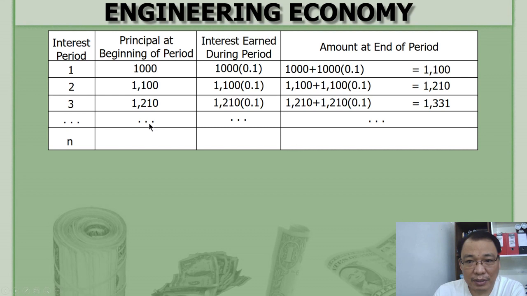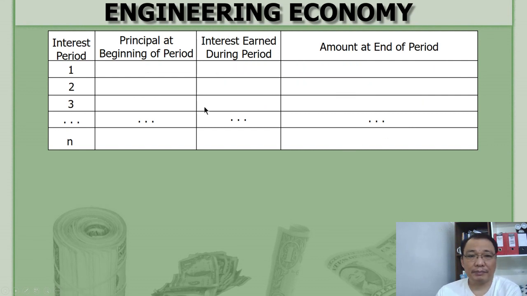Okay. Now, if you have understood this one, let's replace this one by the symbol. So, let's replace 1,000 by P, and then the rate of interest 0.1 by I. So, unsaon na to? Unsay makita nato na pattern? Okay, so let's try. P ang principal. Okay? And then, for period 1, ma-earn siya og P times I. So, at the end of the period, the value is P plus PI.